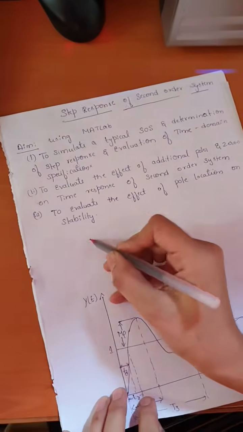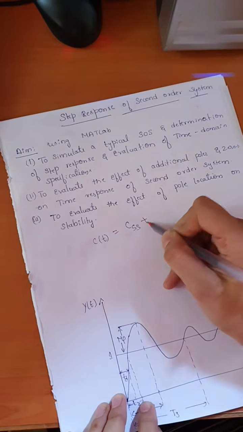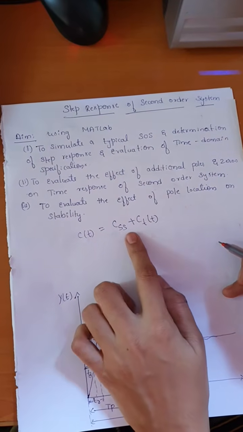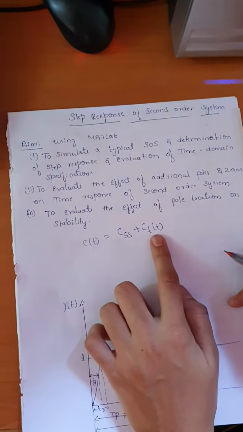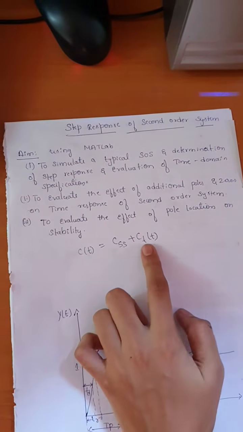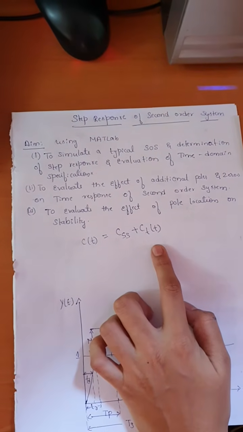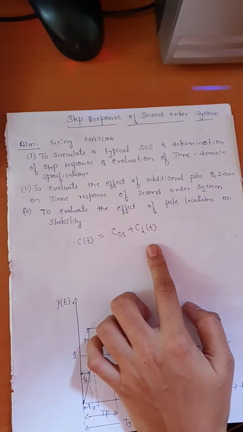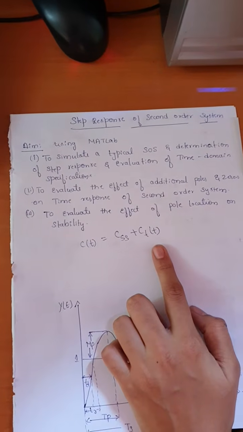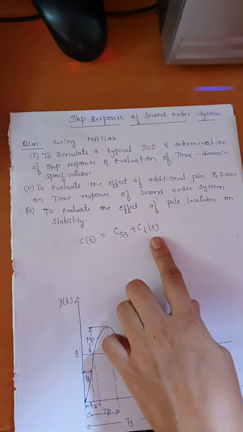So we can write this as c(t) equal to c_ss(t) plus c_t(t). So c(t) is the time response, consisting of the steady state response and also the transient response. Transient response, that is c_t(t), is nothing but the output variation during the time it takes to achieve its final value. So the variation in achieving the final value is what we call the transient response. Usually the transient responses are oscillatory in nature.